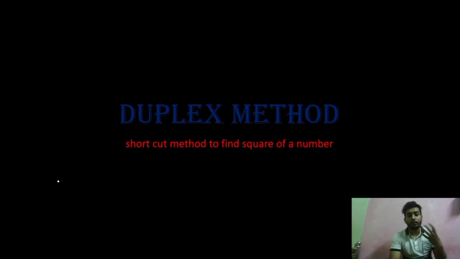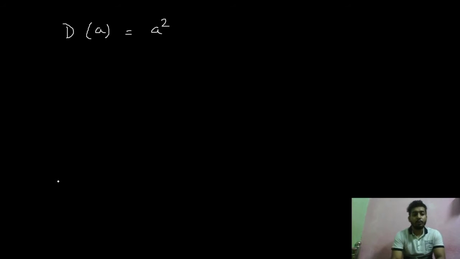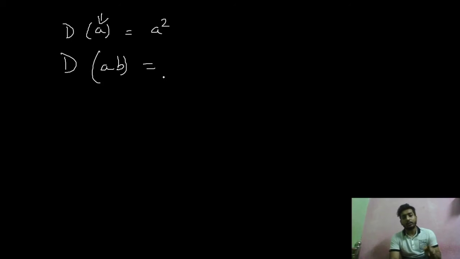First we have to know what the duplex method is, and how to find the duplex of certain numbers. For example, there is a number A. If A is a single digit number, then the duplex of the number will be A square. This is the way to find the duplex of a one digit number. Now what will be the duplex of AB? If it is a two digit number, then the duplex of AB will be 2AB, that is, the product of A and B multiplied by 2.